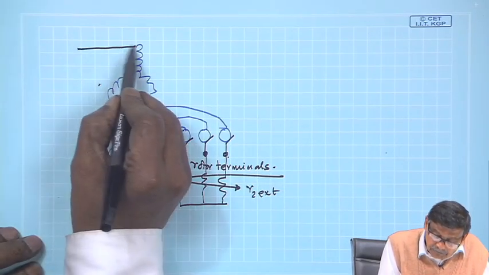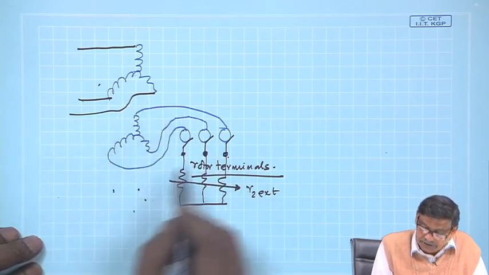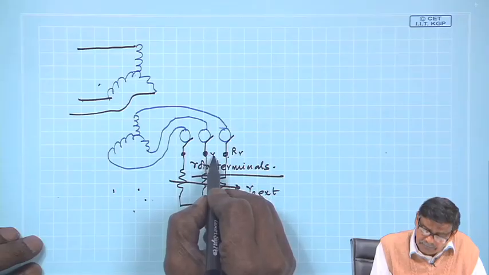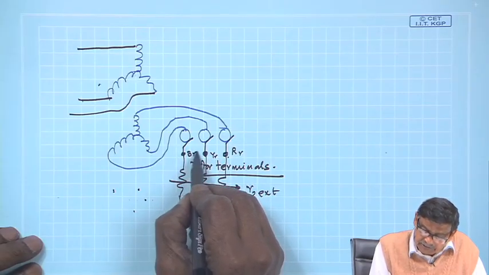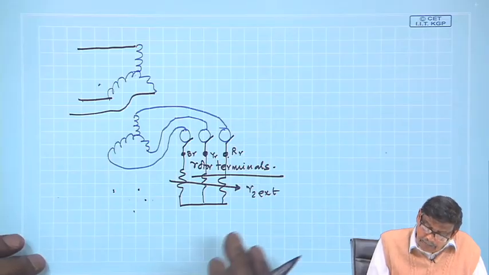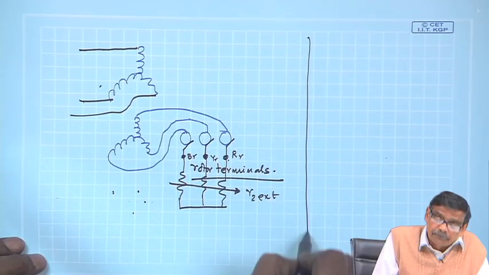So, this is the slip ring induction motor, stator and rotor, R Y B terminals, whatever way you call it. This is the slip ring type induction motor.